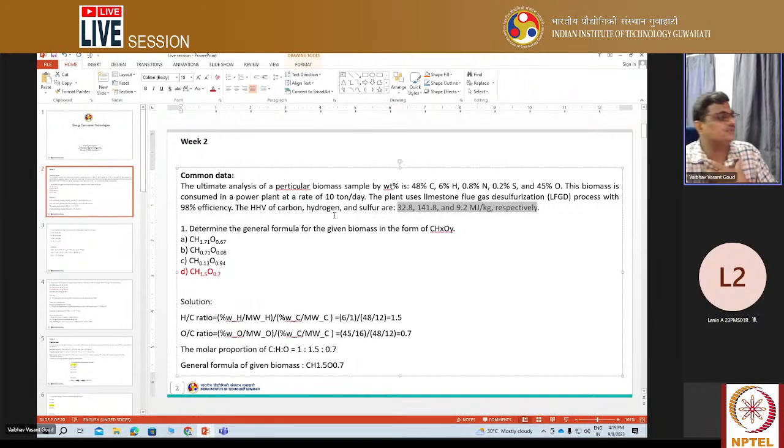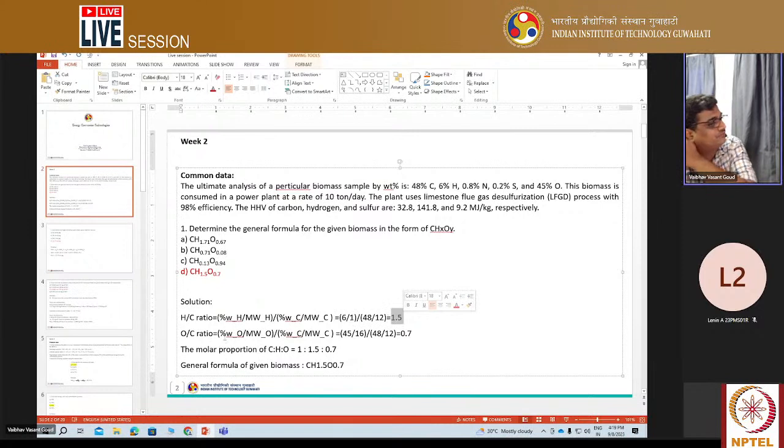With the help of this, we first have to determine the general formula, which is in the form CHxOy. Because C is considered as 1 mole, we have not represented it as Cx. So we need to estimate x and y first. This is a very simple way to estimate it, because if you remember the H by C ratio formula, it is the percentage weight of H divided by its molecular weight, over the percentage weight of carbon divided by its molecular weight. These values are already known from the data here. Once we use them, we get the H by C ratio as 1.5.